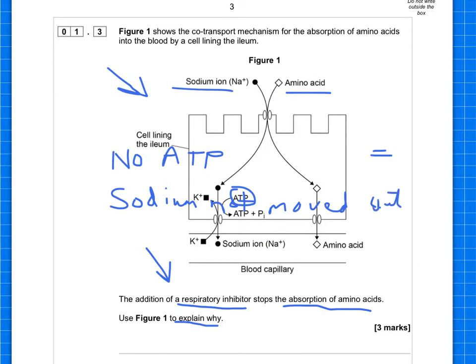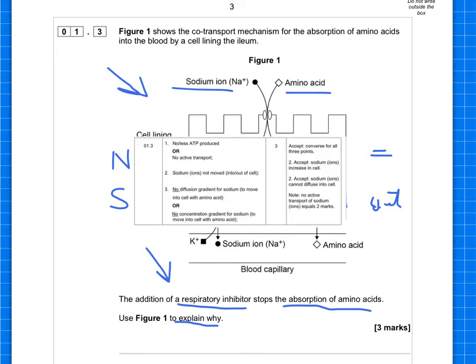Now, the question though talks about the absorption of amino acids. So if sodium's not moved out, then there will be no concentration gradient for the sodium to move into the cell with the amino acid. You can mention that there's no active transport as well, because that wasn't in the stem of the question. So if it's not in the stem, you can mention it. So that's fine. Sodium ions not moved out, so there's no diffusion gradient for sodium to move into the cell with the amino acid.